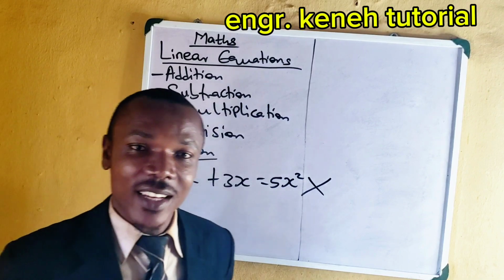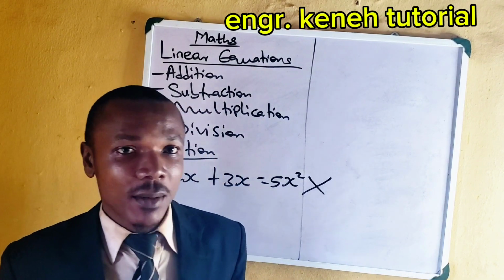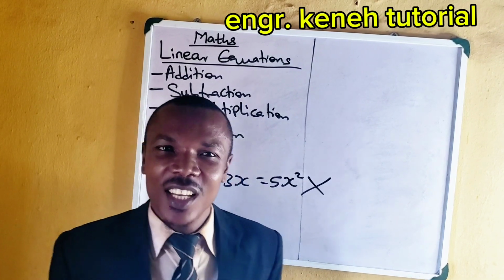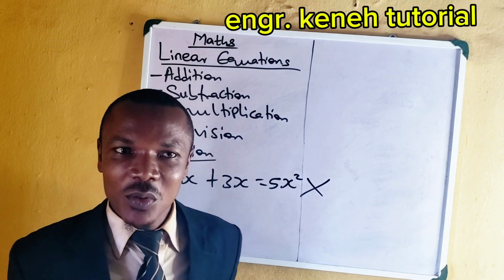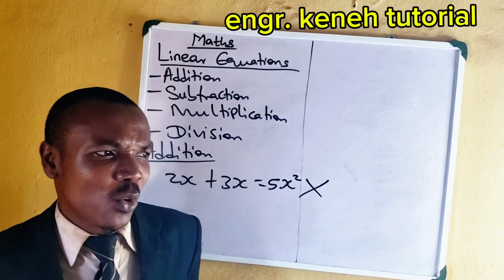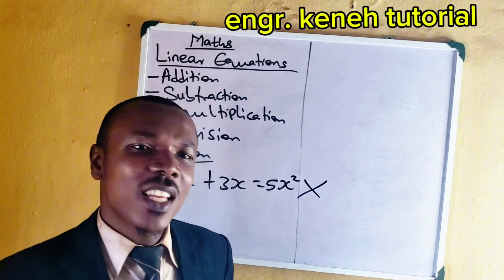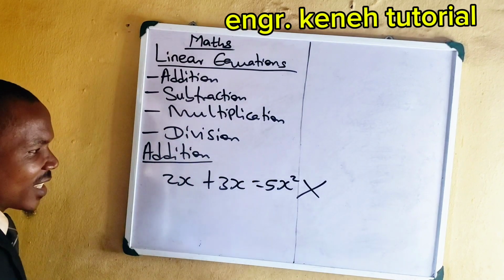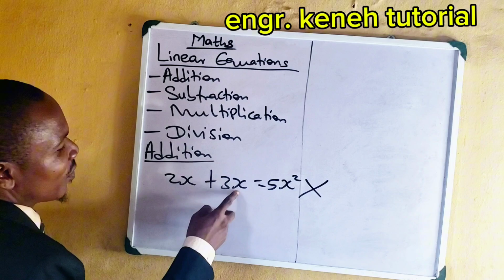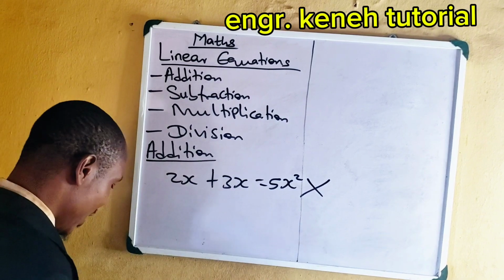Just like money, currency. When you have $2 plus $3, it's not going to give you $5 squared. No, it's not going to give you that. Is it clear? It's going to give you $5. That's it. You notice that this cannot be squared. That is what we are talking about.